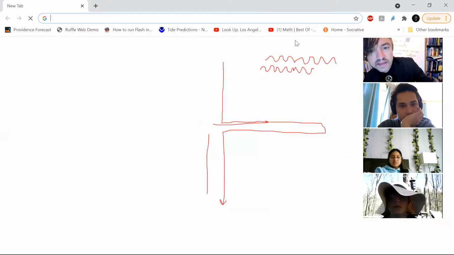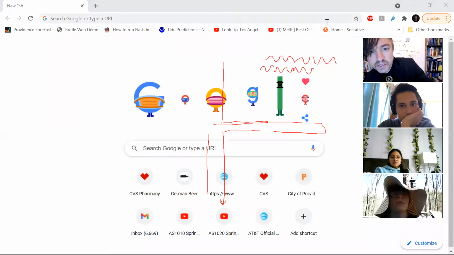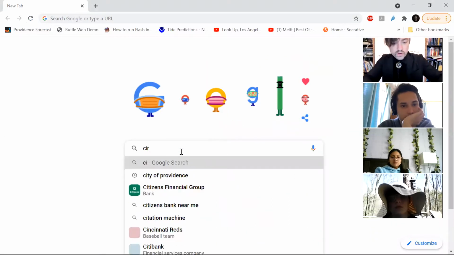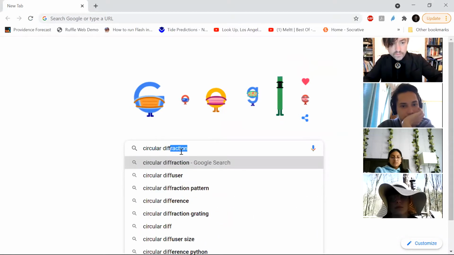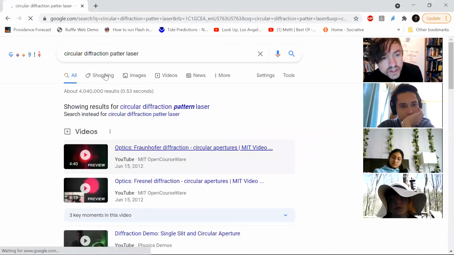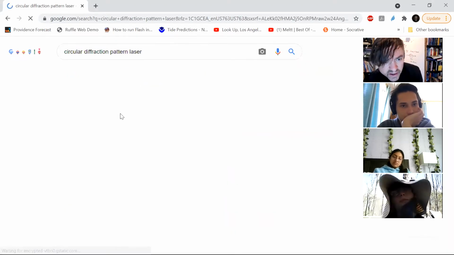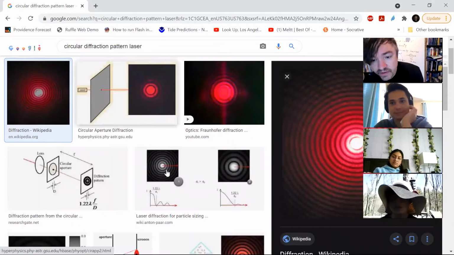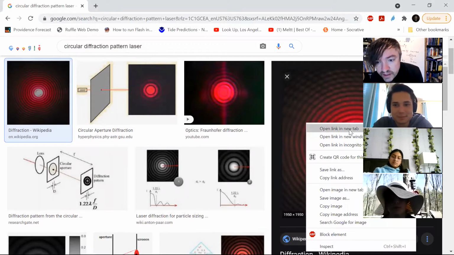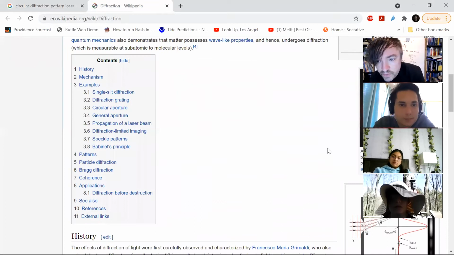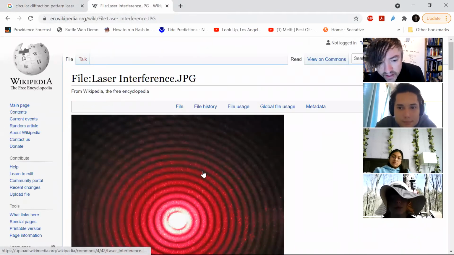I don't know if I put it inside the slideshow, so allow me to look up for you just so you can get a sense of what it is. I want to type circular diffraction pattern with a laser. When the two lasers strike the screen, this is what it looks like. And believe it or not, oh shoot, this is what the diffraction pattern looks like when it hits the screen.